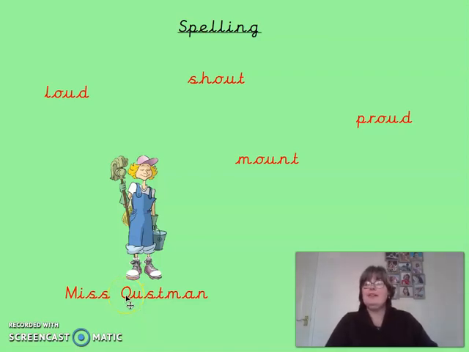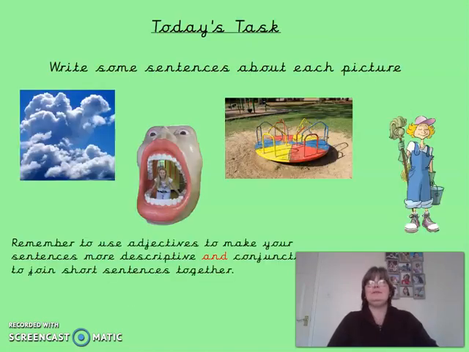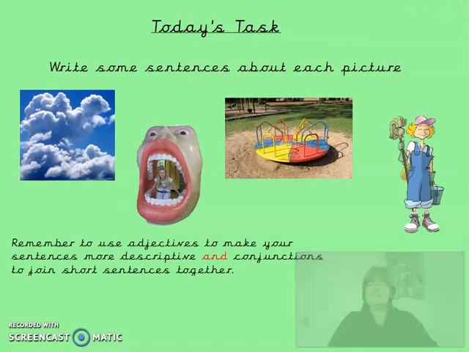How did you do with that one? Did you spell that one correctly? And did you put the capitals? Great if you did. Okay, let's move on. So we have today's task. I'm going to vanish off screen so you can see it properly. So we have 4 pictures on screen and it says write some sentences about each picture. So I'd like more than one sentence about each picture, please.